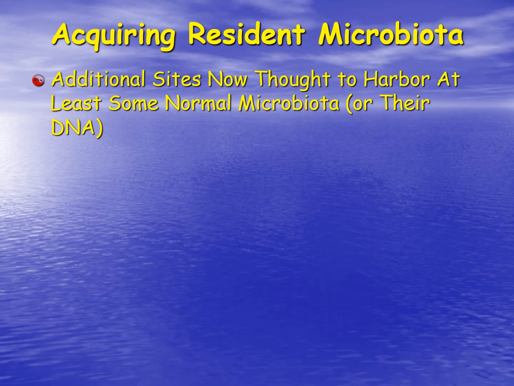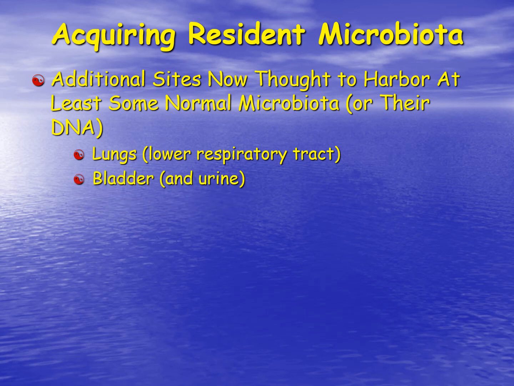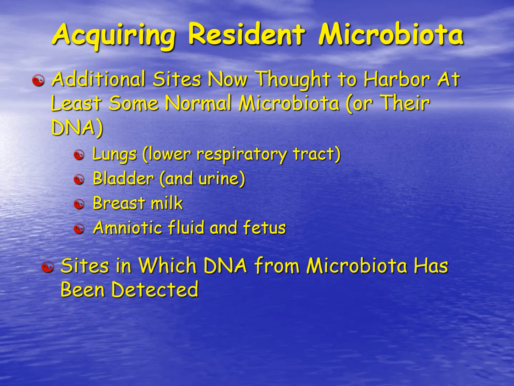Additional sites that we thought at one time were sterile, but now we know that they harbor at least some normal microbiota, include the lower respiratory system down into the alveoli, the bladder and urine, breast milk, the amniotic fluid that surrounds the fetus and even the fetus itself. Sites in which DNA from microbiota has at least been detected, if not the microorganism itself, are the brain and the bloodstream.